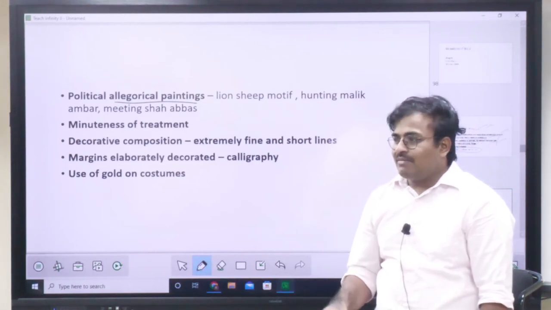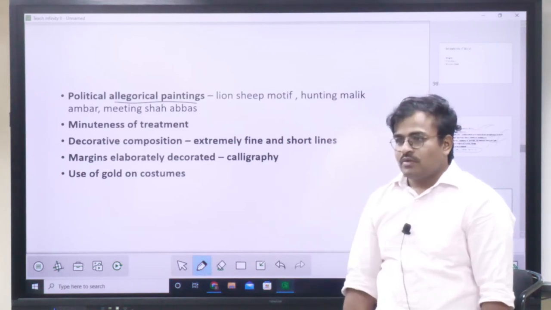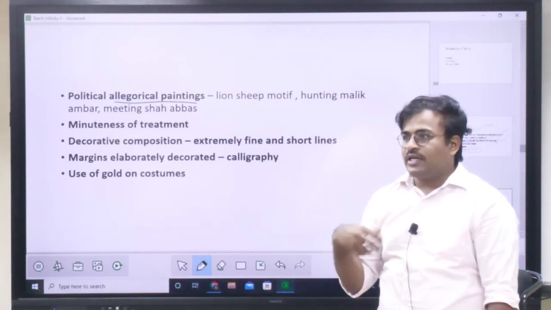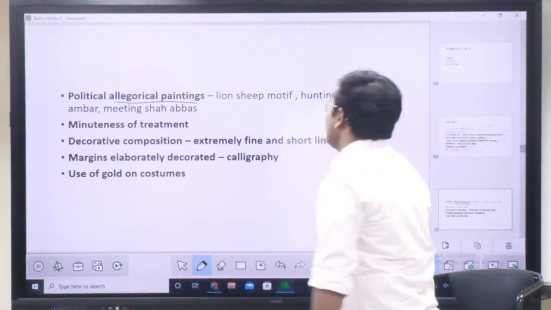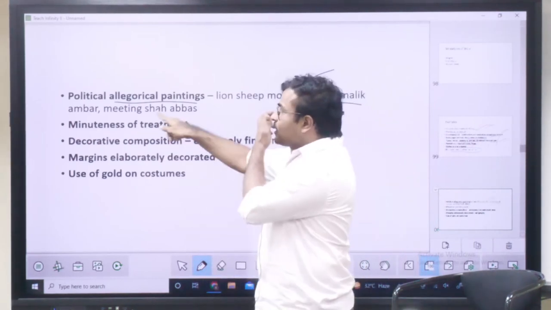It means that in the empire, the strong are not hunting down the weak. I was able to establish an order in which the strong and weak can coexist together. That is what dharma or order means. So that is one of the symbolic images the Mughals used, the lion and sheep motif, hunting Malik Ambar, meeting Shah Abbas.